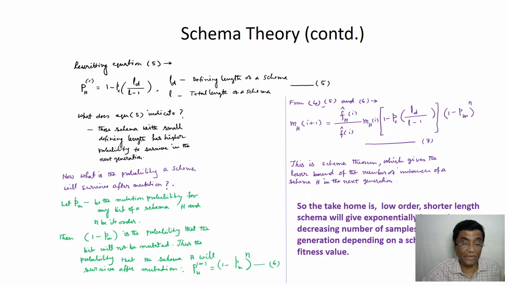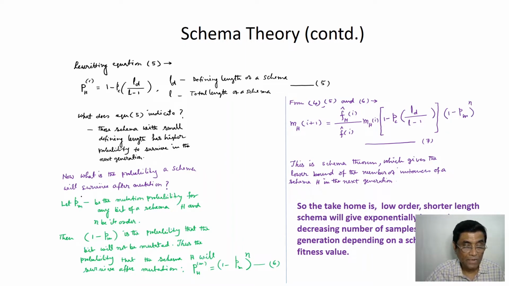Okay, that's okay. Now, what is the probability that a schema will survive after mutation? As you know, in organic evolution, after mutation, the species normally die. It's called genetic change. And people say in biology that cancer is also produced by genetic change, right? So normally the species does not survive. Here also, the survival rate of a schema after mutation, what is that?